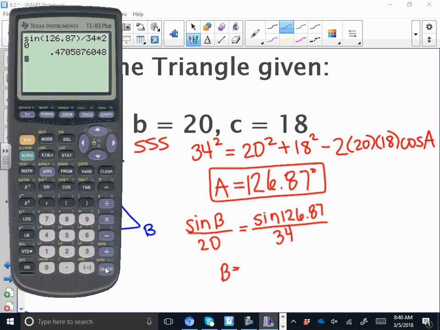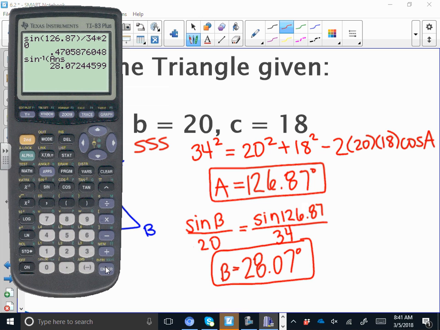So please be careful. Make sure you're pressing inverse sine now that we switched to the law of sines. To get that angle B is 28.07 degrees. Nick, did you disagree with something? What does that leave for angle C? 25.06.